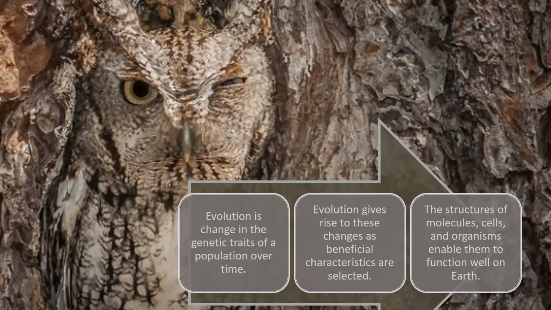Evolution is change in the genetic traits of a population over time. Changes in a population occur because individuals that inherit beneficial characteristics are more likely to survive. As a result, the frequency of individuals with the beneficial traits increases, and over time, these changes lead to changes that are so significant that the original population and the new population can no longer be interbred. Since beneficial traits lead to survival, it makes perfect sense that the structures of molecules, cells, and organisms enable them to function well on Earth.